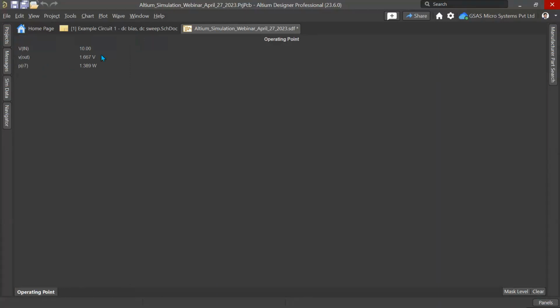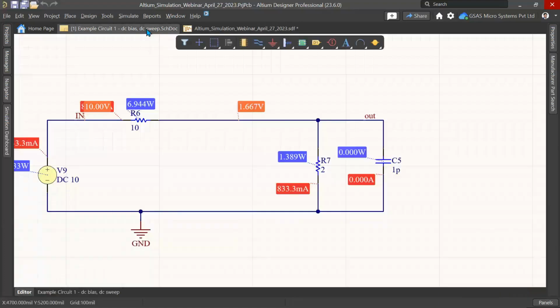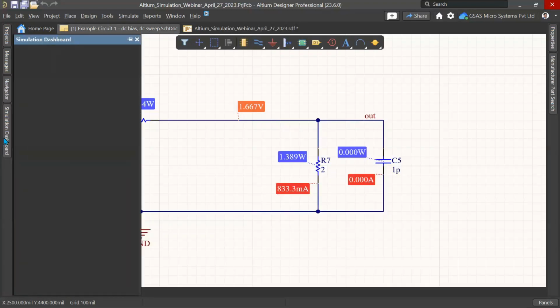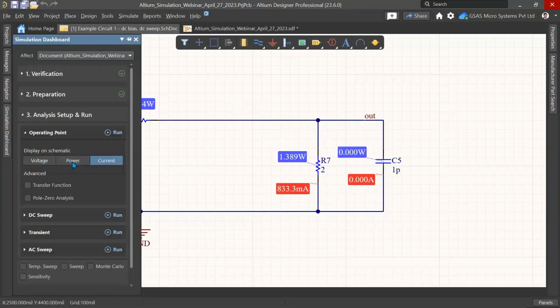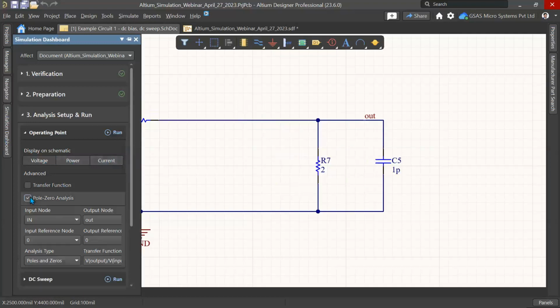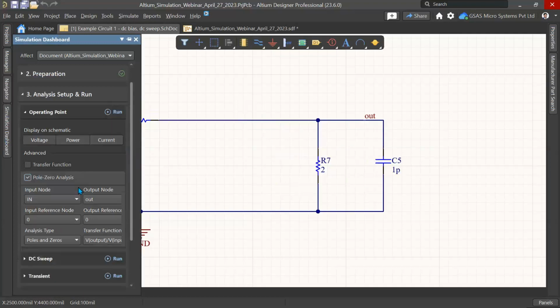Okay. Now, this is all about how we can perform the operating point analysis. Now I want to perform the transfer function analysis. It helps me to understand the stability of my circuit. I just enable this option called transfer function analysis. And here I mention the input node as input, output node as output, 0, 0, and analysis type, transfer function V output by V input. I just run the analysis again.